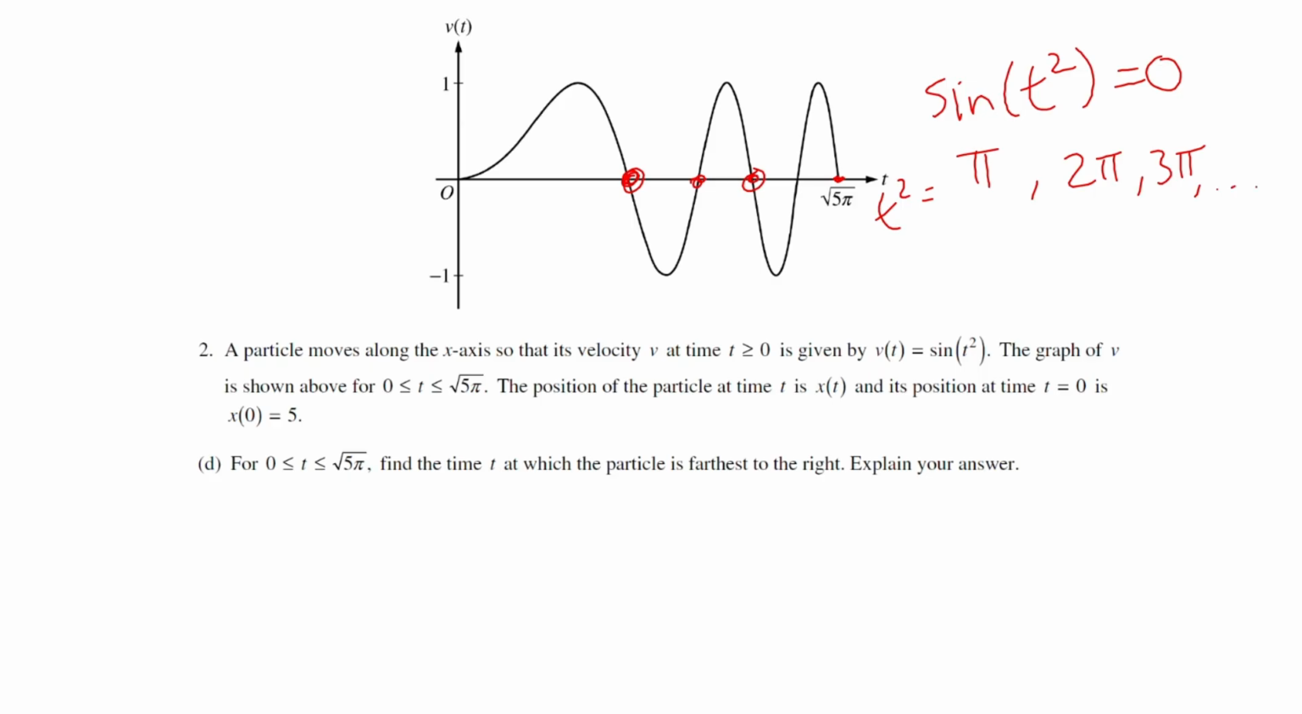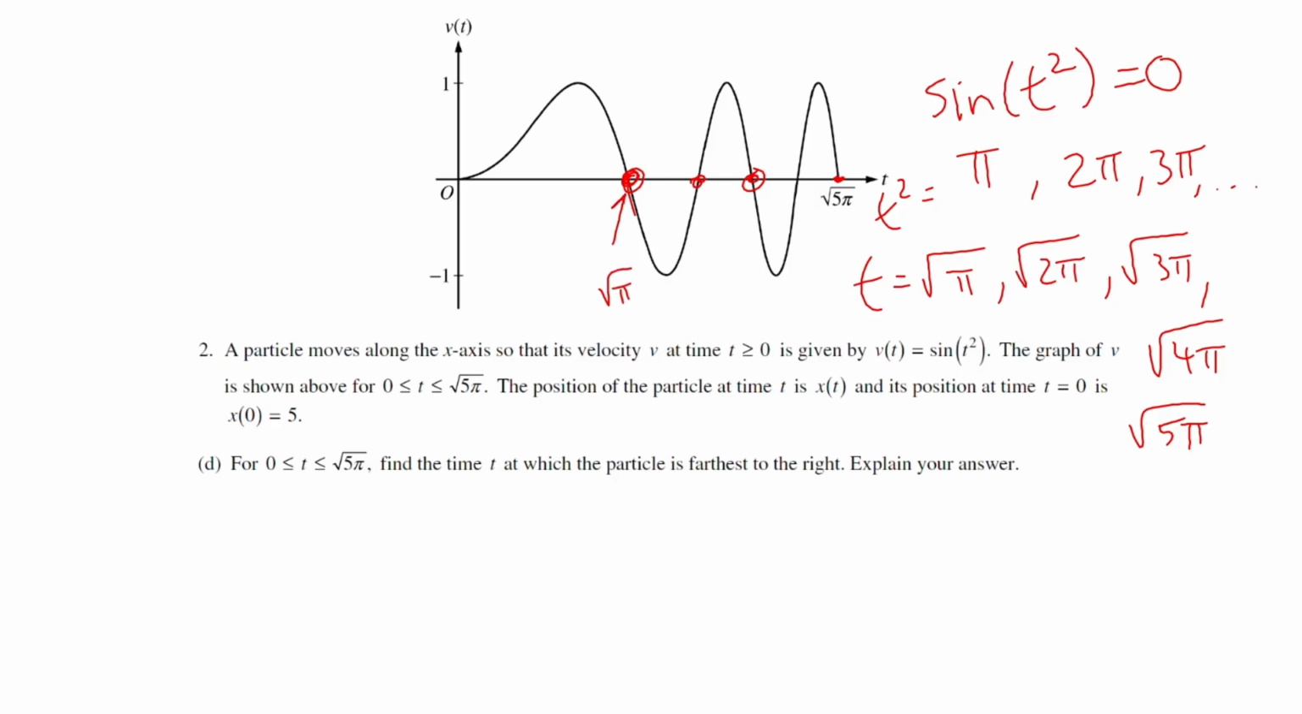And so our different times will be at t is equal to root pi, root 2 pi, root 3 pi, root 4 pi, and root 5 pi. And of course, the only ones we want are the odd values. This one's going to be root pi. This one is going to be root 3 pi, because the one in the middle here is root 2 pi. And then, at the end, we've got root 5 pi.